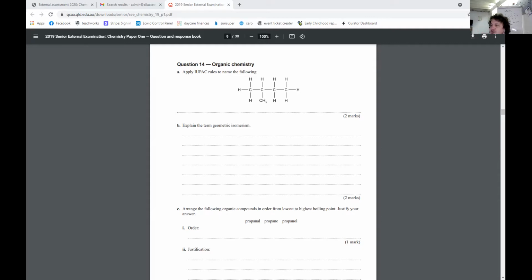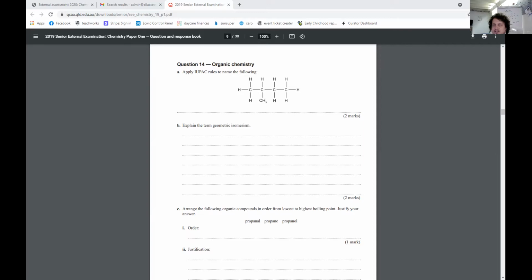Yep, Poppy's got it right. Classic 2-methylbutane. 2-methyl butane would also be accepted because we have a 4-carbon longest parent chain. The methyl group is coming off the 2nd carbon. Well done, Poppy. All right, 2 minutes.